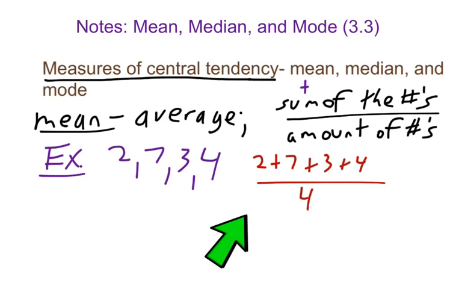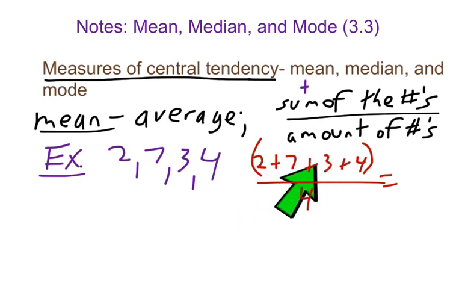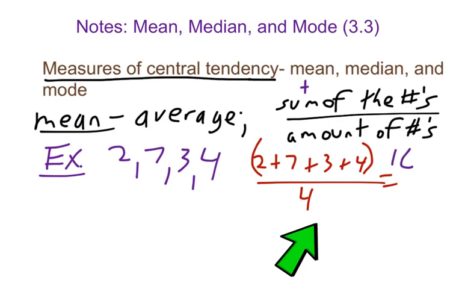And I'm going to put that top part in parentheses because that all represents one number. That's our sum. And when I'm adding them, I'm using commutative properties. So 7 plus 3, I'm going to add first and get 10. And then 2 plus 4, I'm going to add and get 6. 10 plus 6 is 16. So it's 16 over 4, which just equals 4. So our mean is 4.